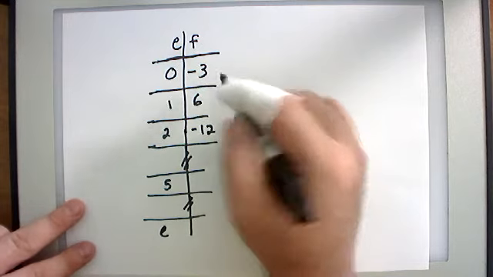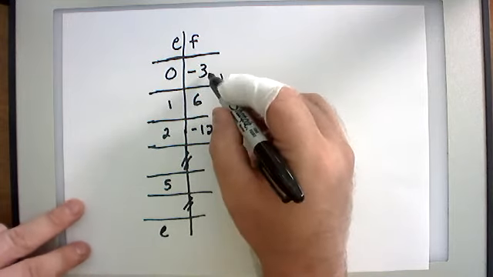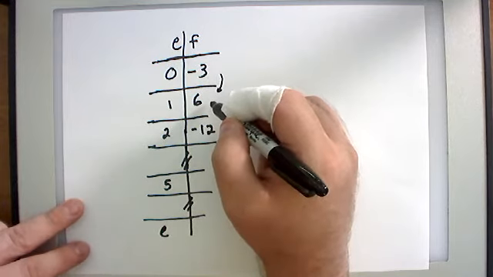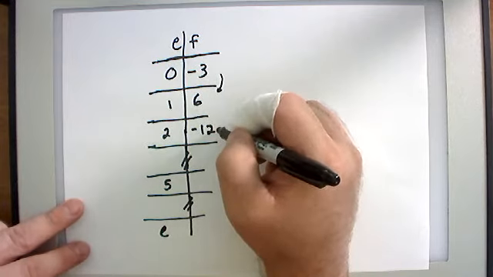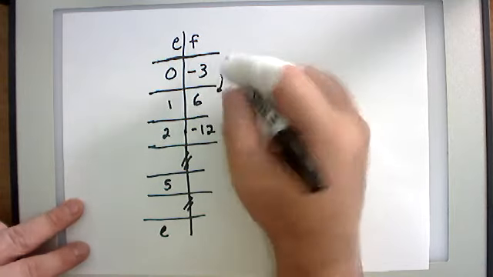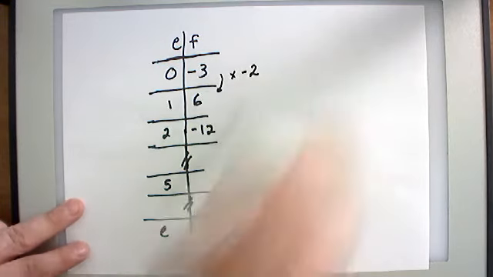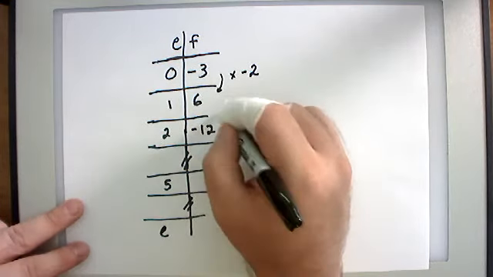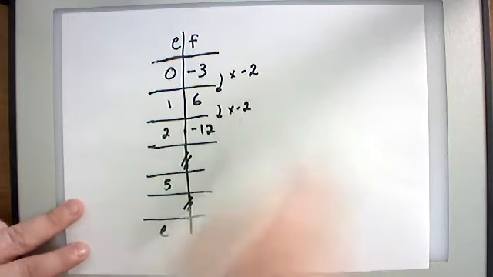So what do you think's happening here? How did we go from -3 to 6? Well, I might have added 9, right? I might have said -3 plus 9 is 6. But 6 plus 9 is not -12, so I didn't add 9. How else might I have gotten from -3 to 6? I might have multiplied by -2. Does that work here? From 6 to -12. Yeah, multiply by -2. So it can be a negative, y'all.